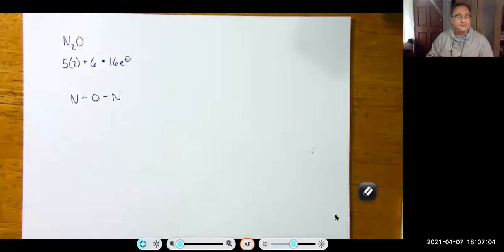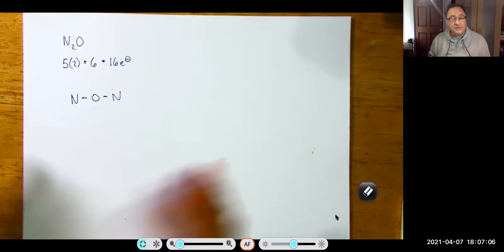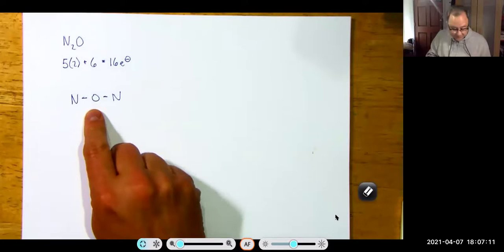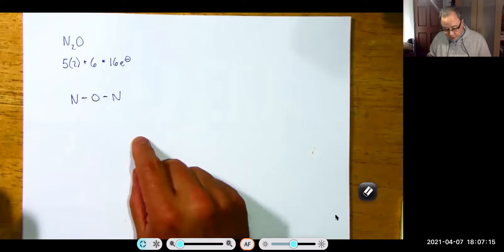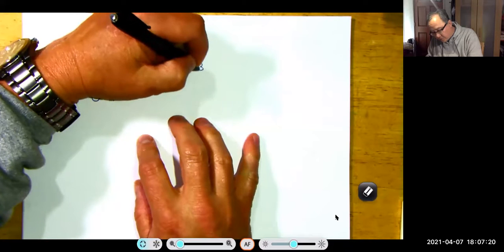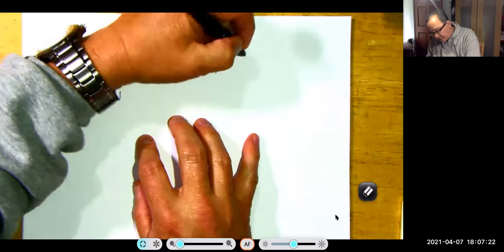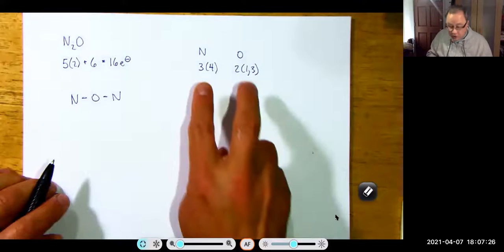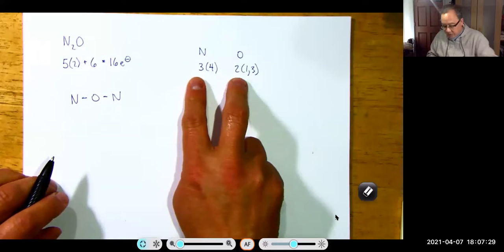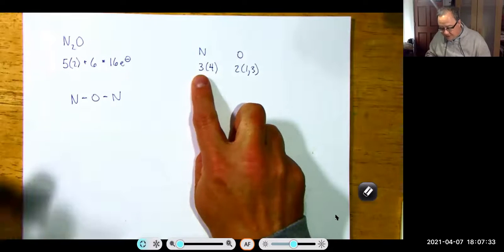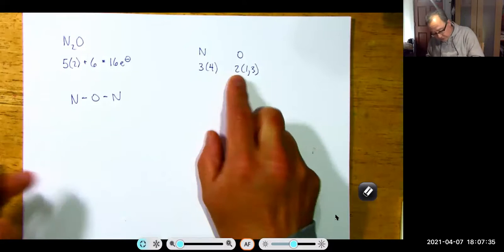This is what you start with. And that's your first mistake. The reason this is a mistake is because when you choose your central atom, you choose the one that tends to make more bonds. Nitrogen tends to make 3 or 4. Oxygen tends to make 2, 1, or 3. So what we do is we compare the usual to decide which one's going to be the central atom. Nitrogen can make more bonds than oxygen normally, so nitrogen's in the middle.